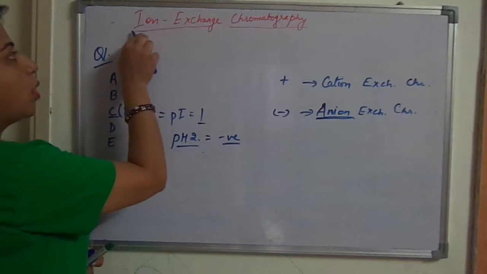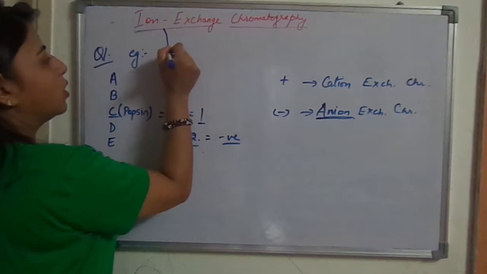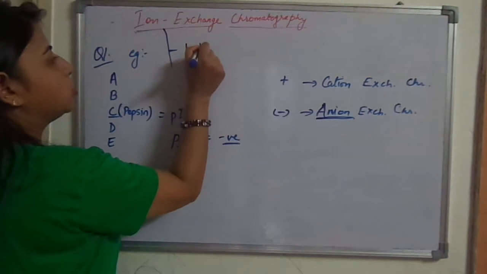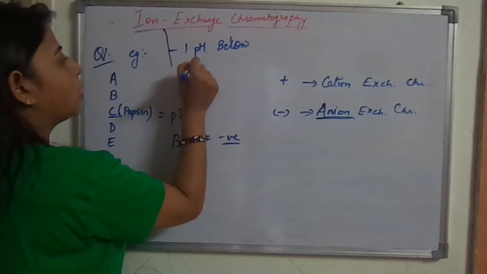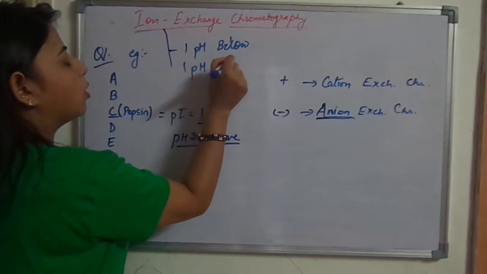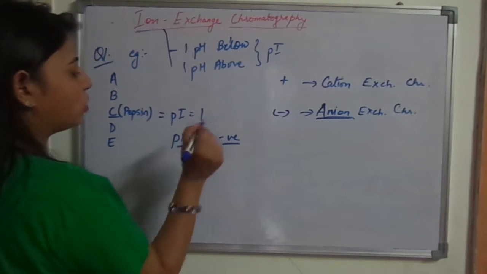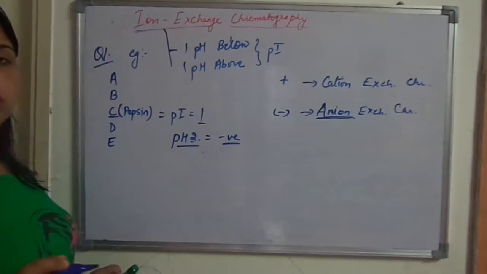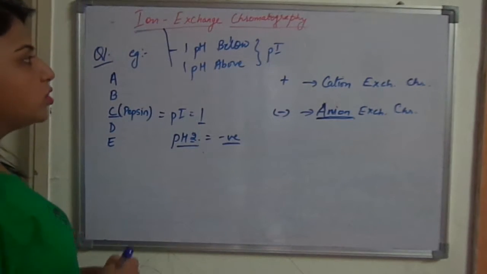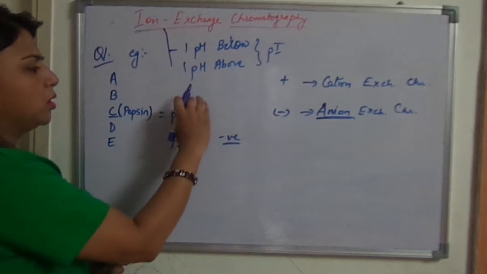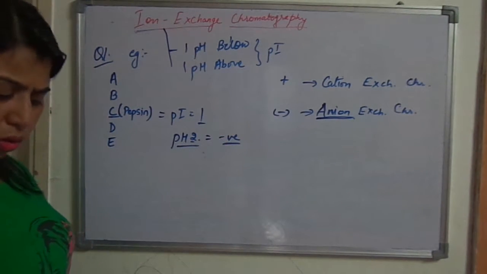One important point about ion exchange chromatography is that these chromatographies are used 1 pH below or 1 pH above the pI. So pI was 1, and we are using it at pH 2, which is 1 pH above. So it's easy to use, as you don't have to make many changes in the pH of the columns.